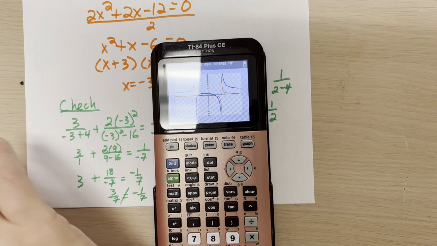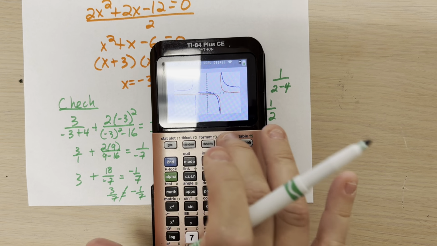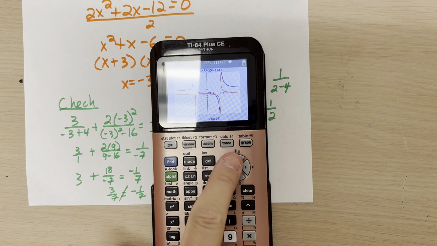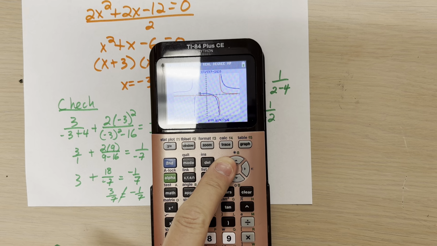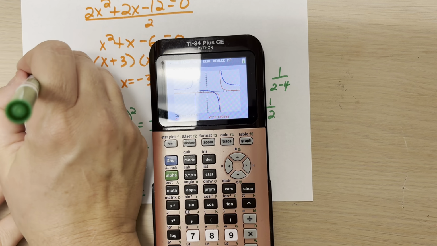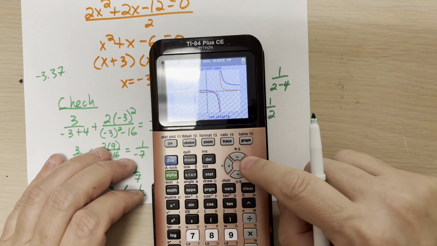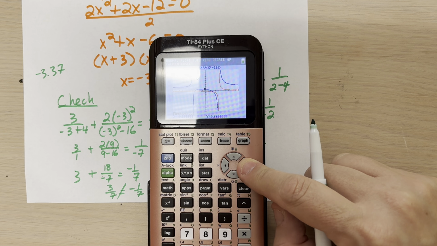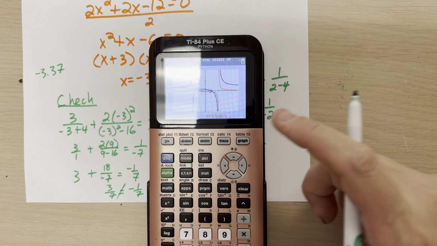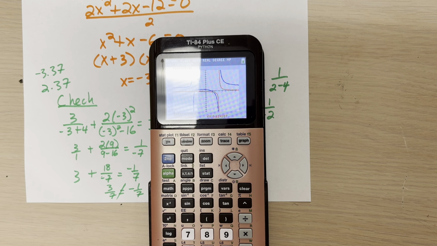It appears that there are 2 points of intersection. So let's see, second trace 5. I want to get over here. Negative 3.37. That's interesting. Second trace 5 over here. 2.37. This is a weird one. I'm going to have to look at this a little bit more, I think.